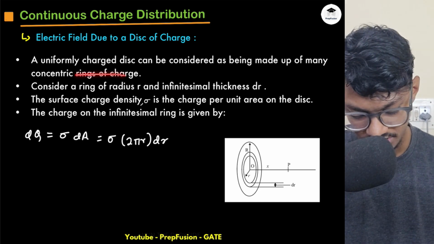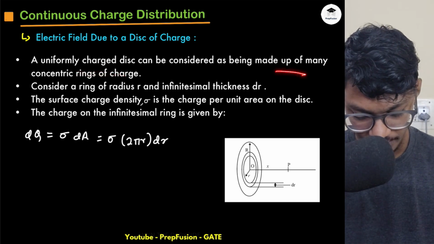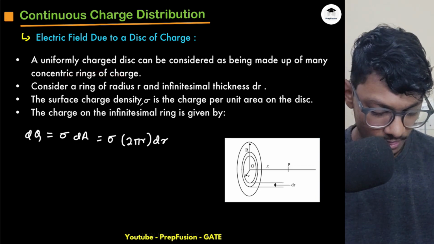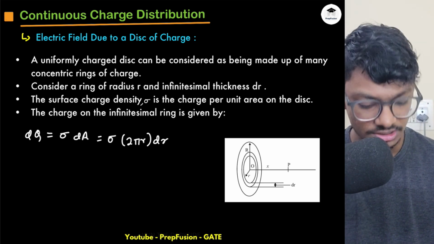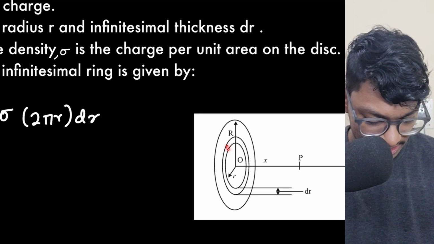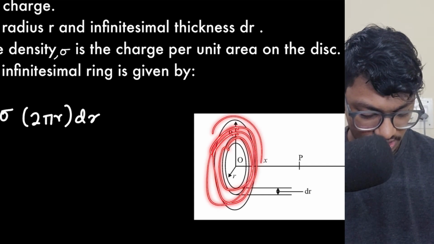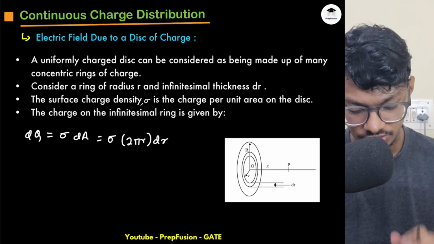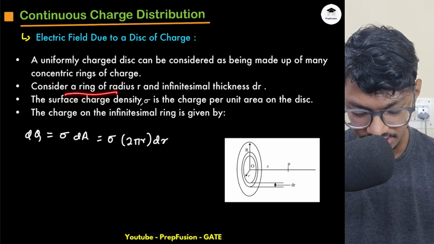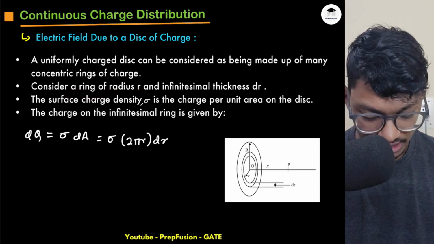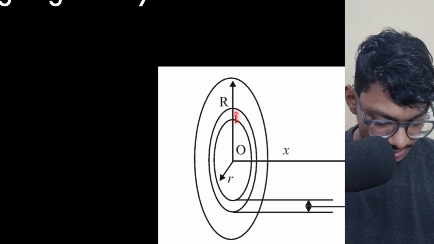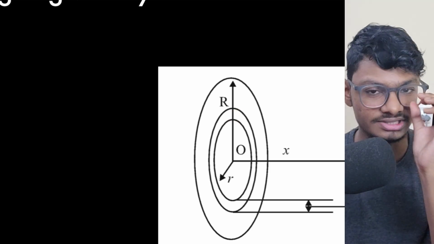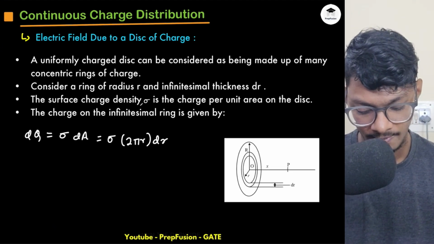So I have a uniformly charged disk that can be considered as being made up of many concentric rings. We know the electric field intensity due to a ring charge. A disk can be assumed as many concentric rings, so we consider a ring of radius r and infinitesimal thickness dr. Its thickness is very small, since a ring doesn't have any thickness, so it will be dr.